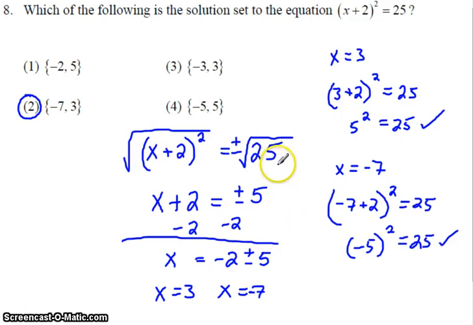And this is a Regents question, and with multiple choice, if you forgot how to do all this, you were just blanking, you could sub any one of these answers back in here, and both numbers are going to check. So there's multiple ways to do the multiple choice.